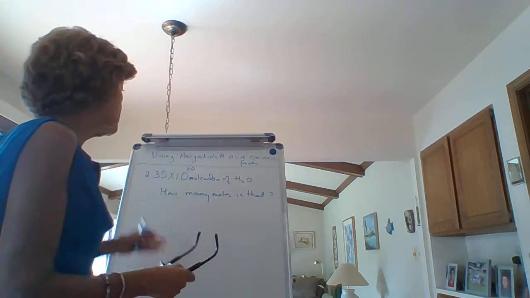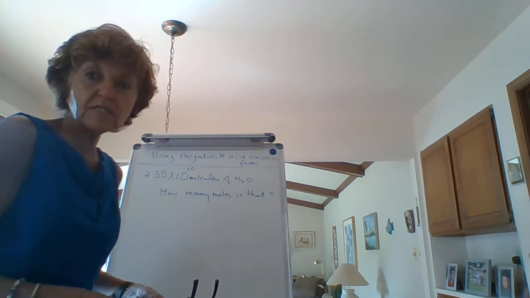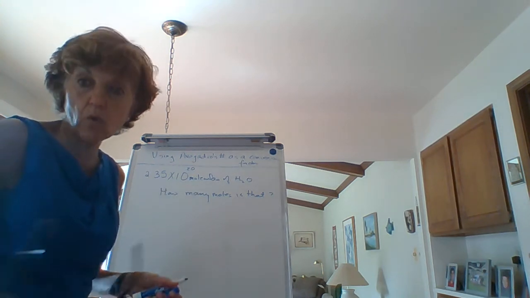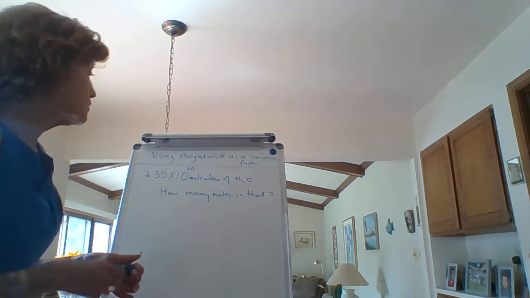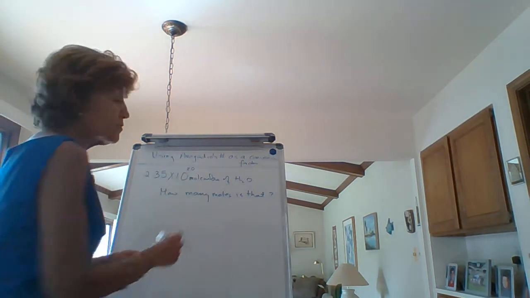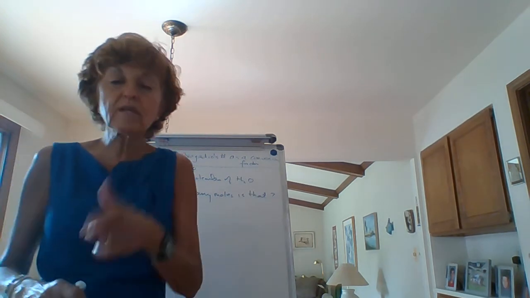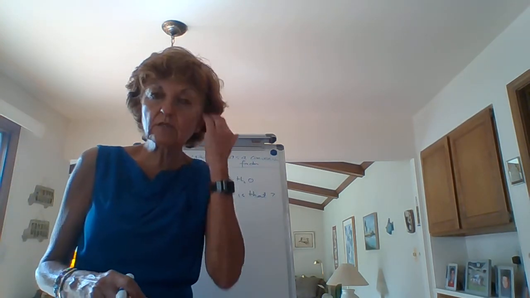Let's say we have 2.35 times 10 to the 20 molecules of water, and I want to know how many moles of water that is. So I'm going to use Avogadro's number as a conversion factor. What is Avogadro's number? 1 mole is 6.02 times 10 to the 23rd.